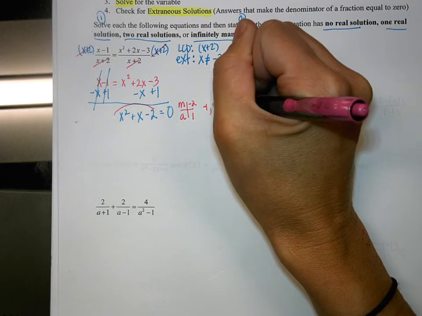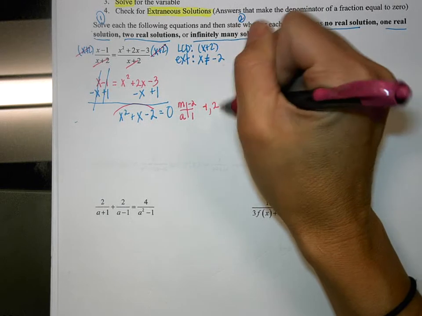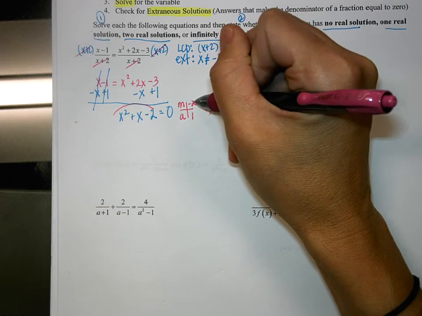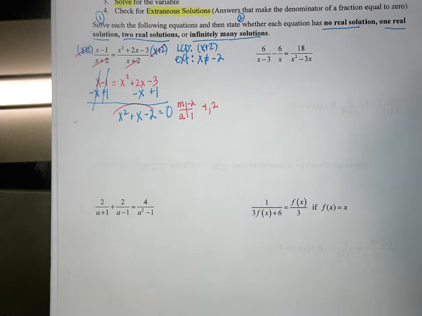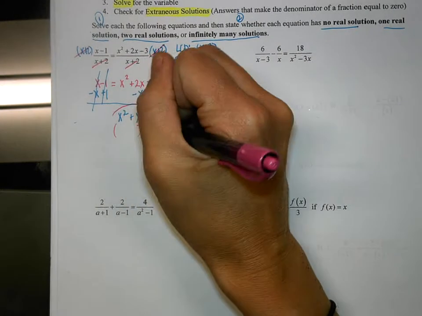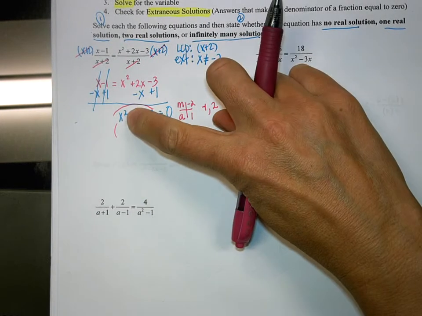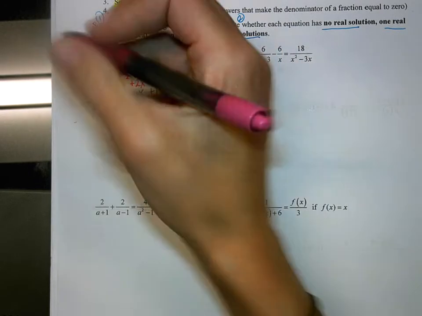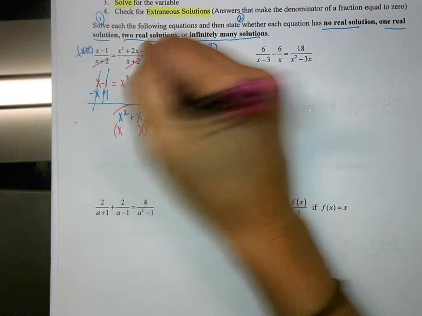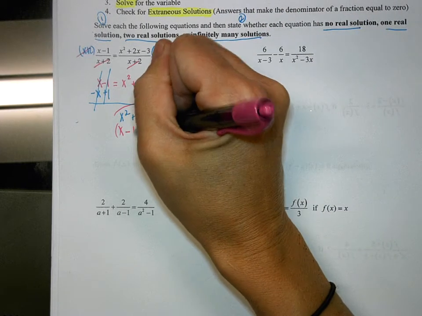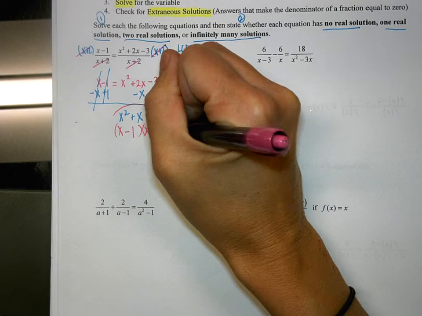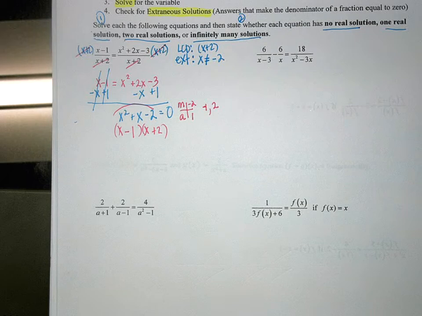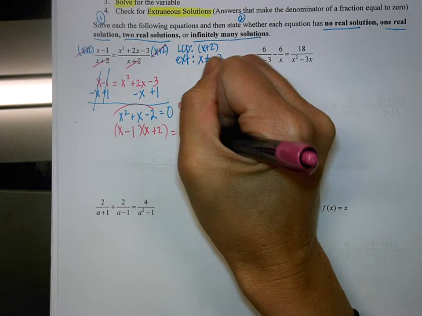-1 and 2. Good. So those multiply to be -2. When you add them together, they make 1. Can I use my shortcut? Yes. So in my parentheses, we are splitting up x squared, which makes what in front of each of the parentheses? X. And then we have a -1 and a +2 equals 0.